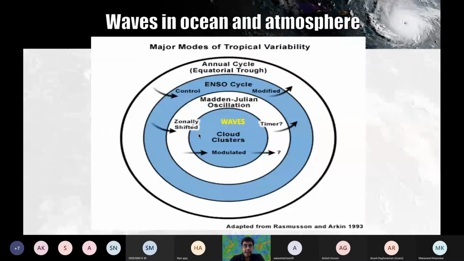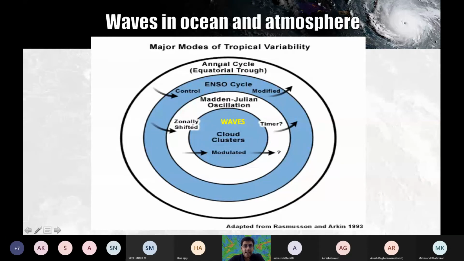Okay. And why do waves play a very important role? Because they are the connection between these modes of tropical variability which we know, which is the equatorial trough, which is nothing but the intertropical convergence zone, which we talked about yesterday, ENSO, which is the El Nino cycle, and Madden-Julian oscillation. All of us know these things. And yesterday, most of the discussion was circulating around these three things. These tropical variabilities, we call them modes of tropical variability because they are usually seen near the tropics.